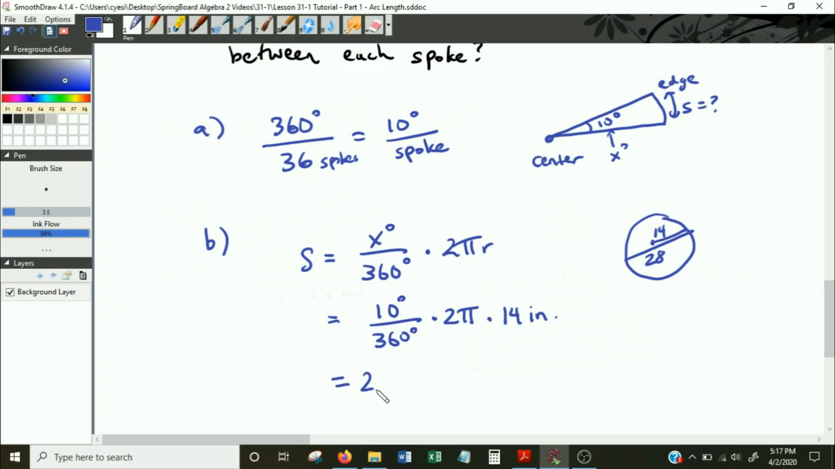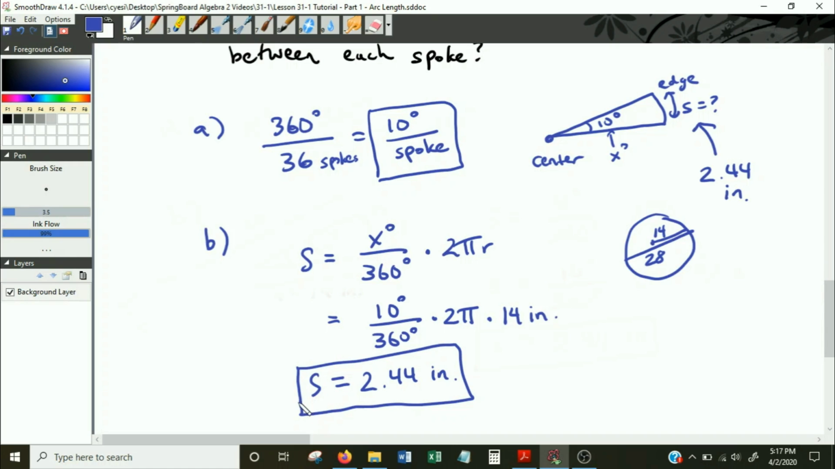So 2.44 inches, that means that this thing right here, this arc length, is 2.44 inches. So our answer to our first one was that it was 10 degrees per spoke, and for part B, it was that the arc length is 2.44 inches between each spoke on the rim. The rim being the outer part right here.